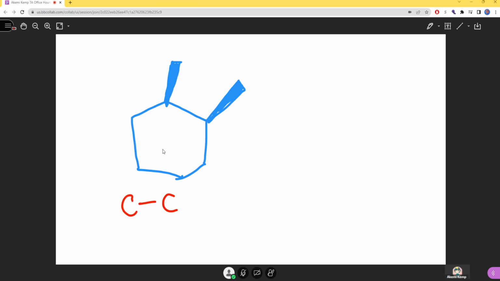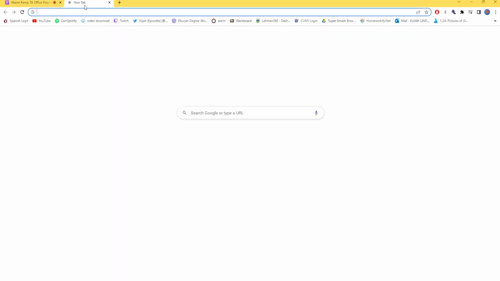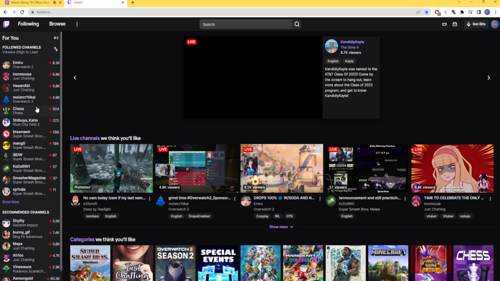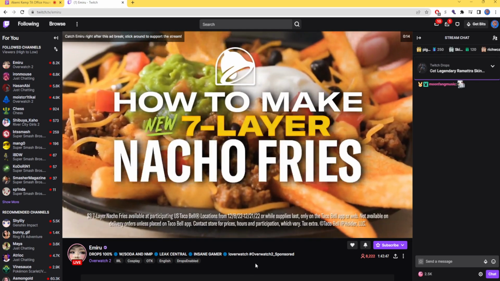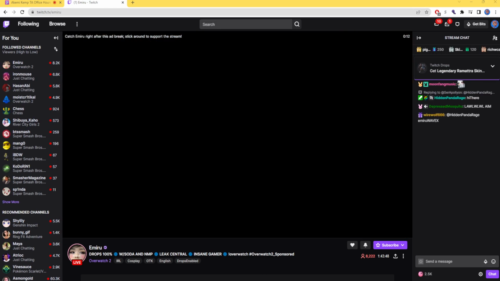So now, how many carbon-carbon bonds do we have between all of these carbons? 1, 2, 3, 4, 5, 6, 7, 8. Right, 8 carbon-carbon bonds. There were some pretty good, simple questions on this exam. I liked it. It was very fair.